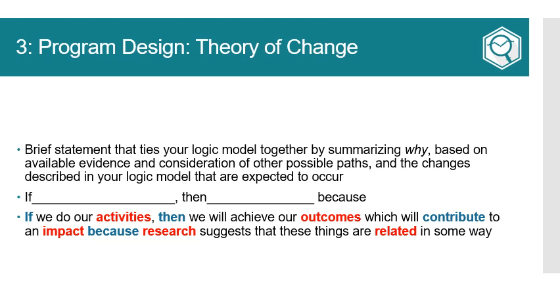Now that we've done our situational analysis, created a needs statement, sorted out our strategic alignment, and designed program-specific goals and objectives, we can move on to the first real step of actually articulating program design, which is creating a theory of change. A theory of change is nothing more than a brief statement summarizing why, based on available evidence and in consideration of other possible paths, we expect the activities we're going to undertake throughout the program to lead to the desired outcomes and impact we are striving to achieve.